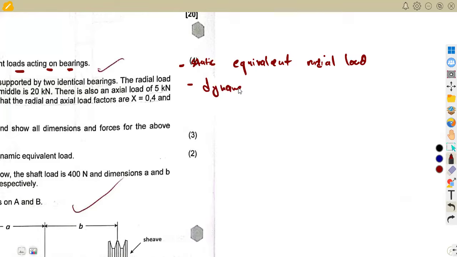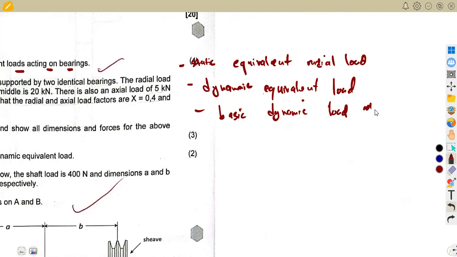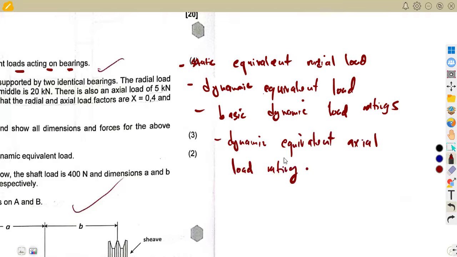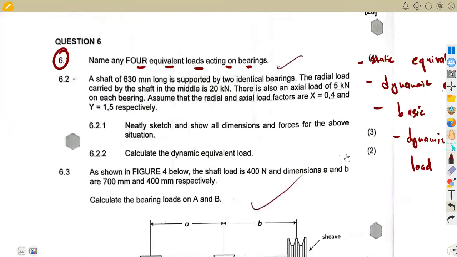So we have got the dynamic equivalent load. We also have the basic dynamic load ratings. These are the properties that we have. And also the dynamic equivalent axial load rating. With this, they can give you 4 marks. You obtain 4 marks there. These are the equivalent loads that we can have on the bearings.